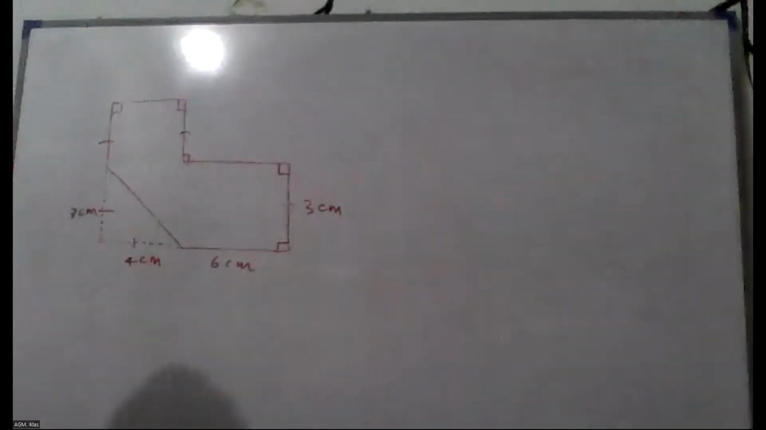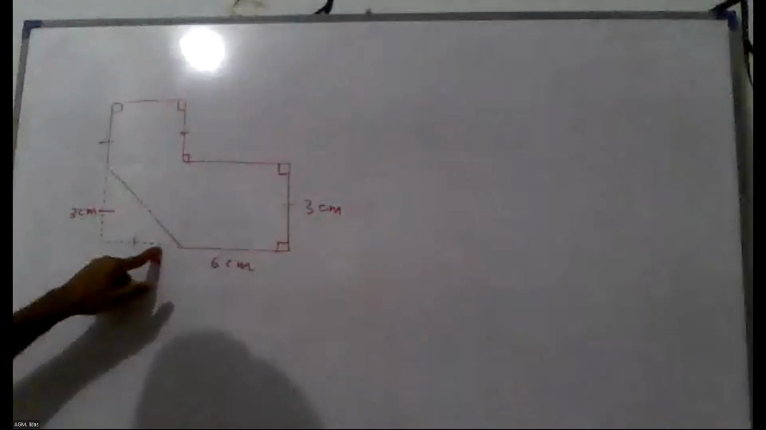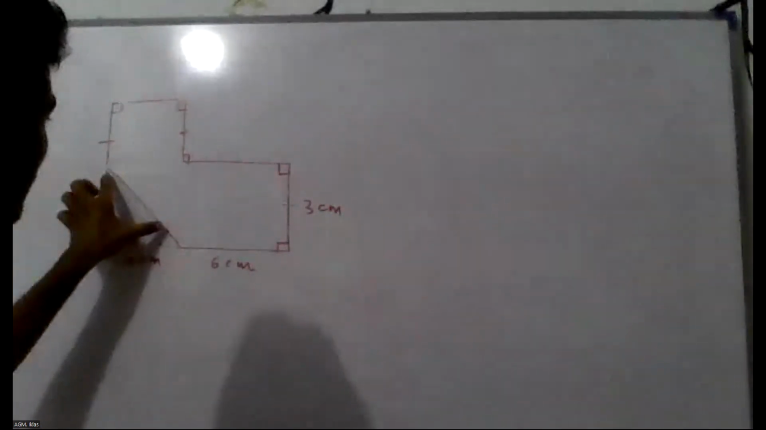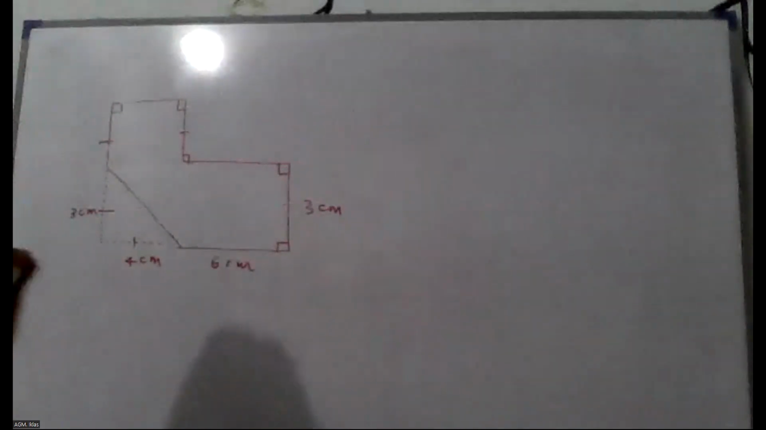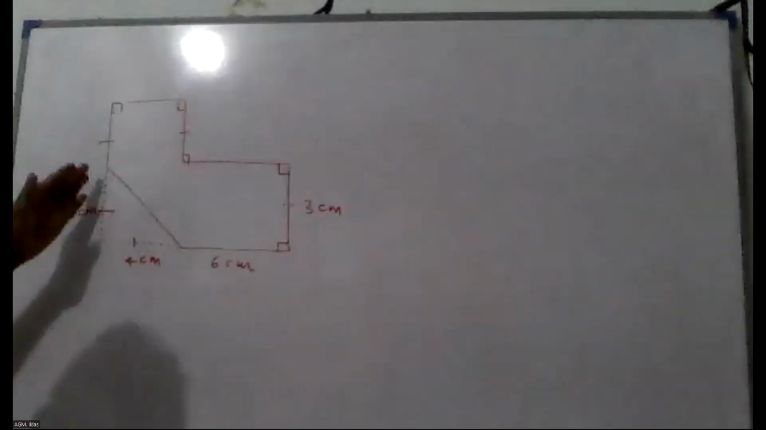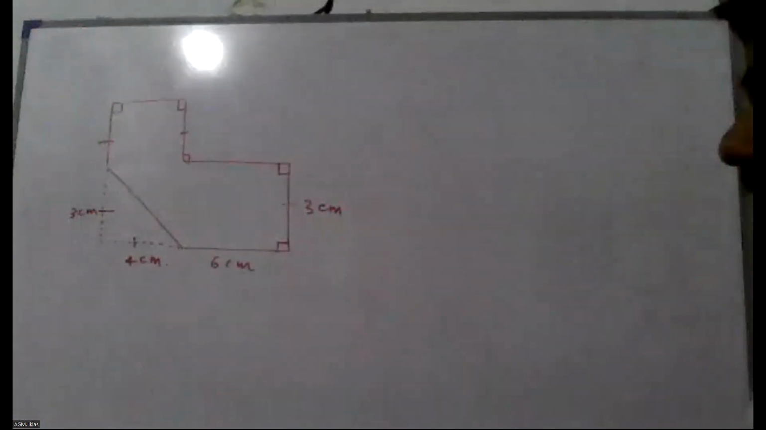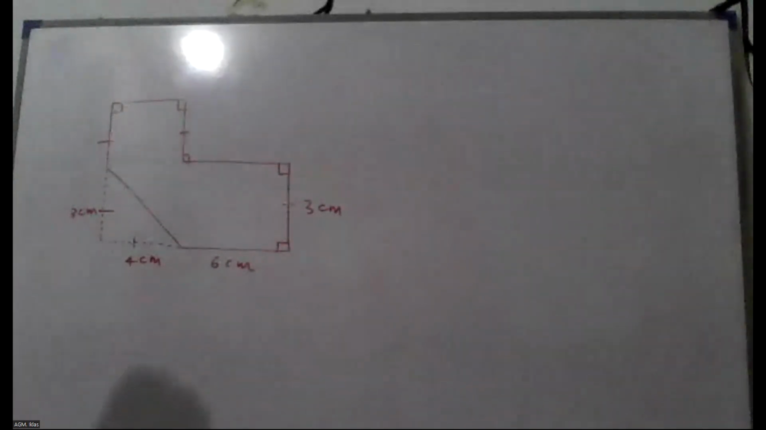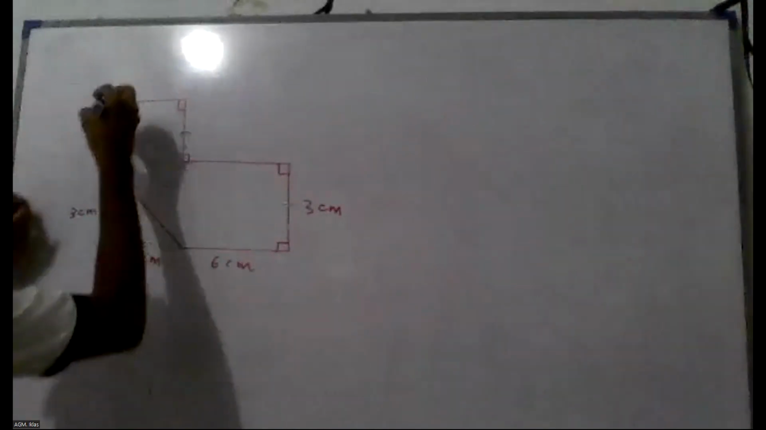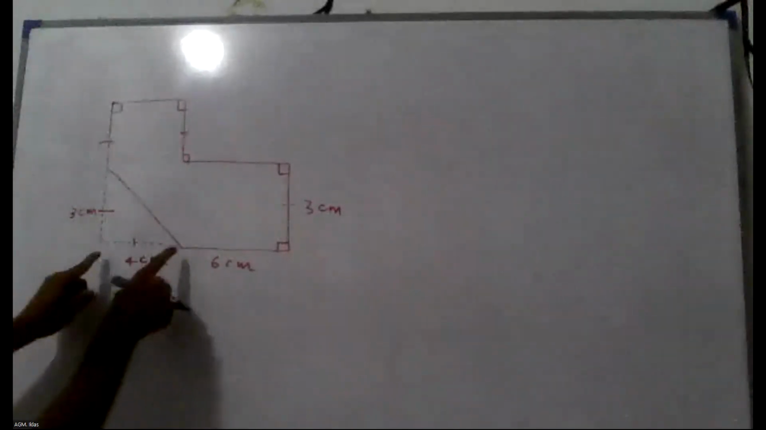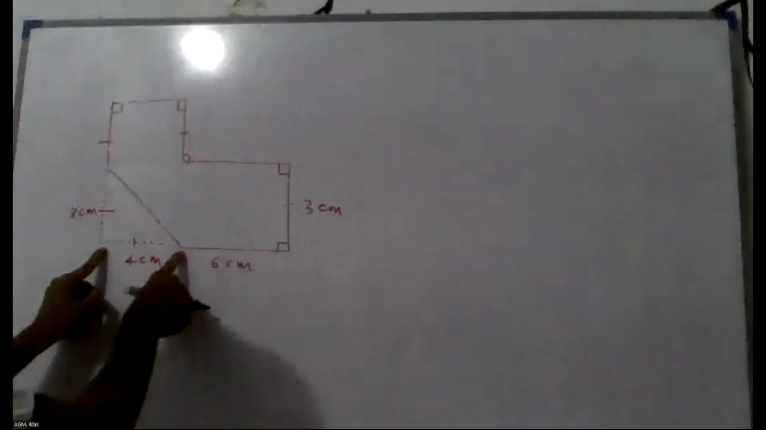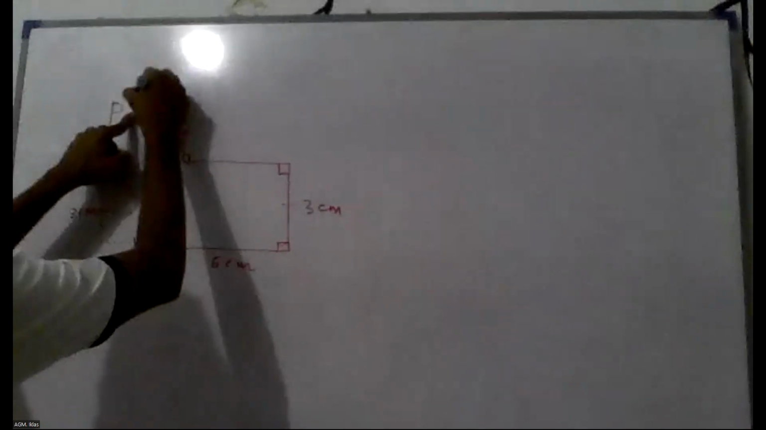But here, if you see this portion, these lines are represented using dotted lines, but the rest are solid lines. We are not going to include the dotted lines when we find the perimeter. So for finding the perimeter of this shape, I am going to start my journey from here. So this is 4 centimeter. If this is 4 centimeter, that is also 4 centimeter.